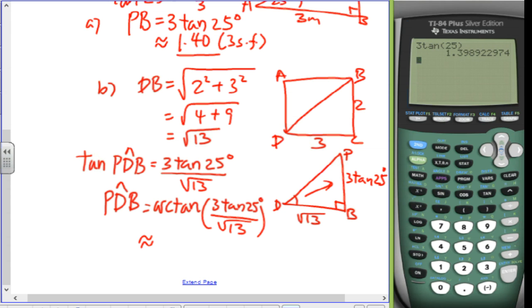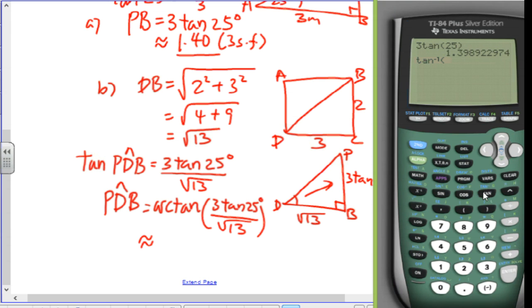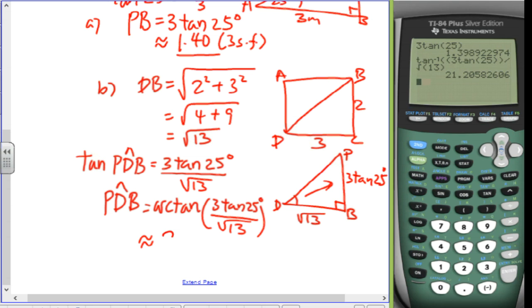In using your calculator, we have arctangent, then bracket 3 tangent 25, close bracket, close bracket, divided by the square root of 13, close, and then close bracket, and this is my answer. So this is roughly 21.2 degrees to 3 SF.